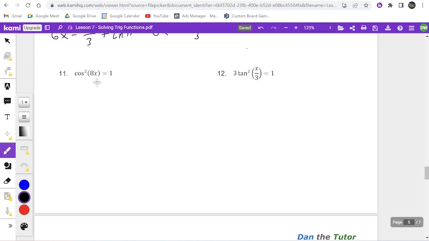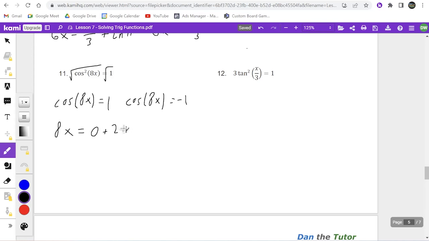Cosine squared of 8x equals 1. I think you know what to do. Maybe you don't. But it's going to be square root of both sides. And don't forget to say it's plus or minus. So in other words, cosine of 8x equals 1. And cosine of 8x equals negative 1. And now what I'm going to say is take the arc cosine of both sides. So 8x equals, where does cosine equal 1? That's going to be, of course, at 0 plus 2n pi. And then the other answer is at 8x equals pi plus 2n pi. Because that's where cosine equals negative 1 at pi.